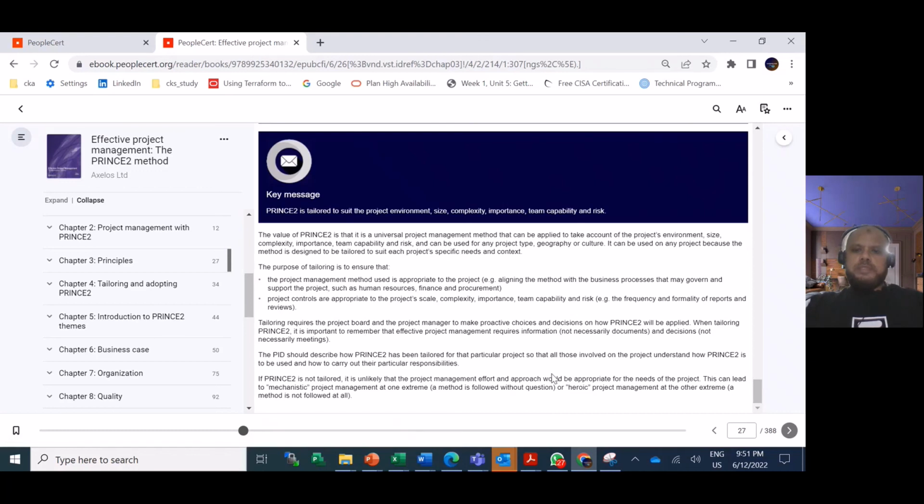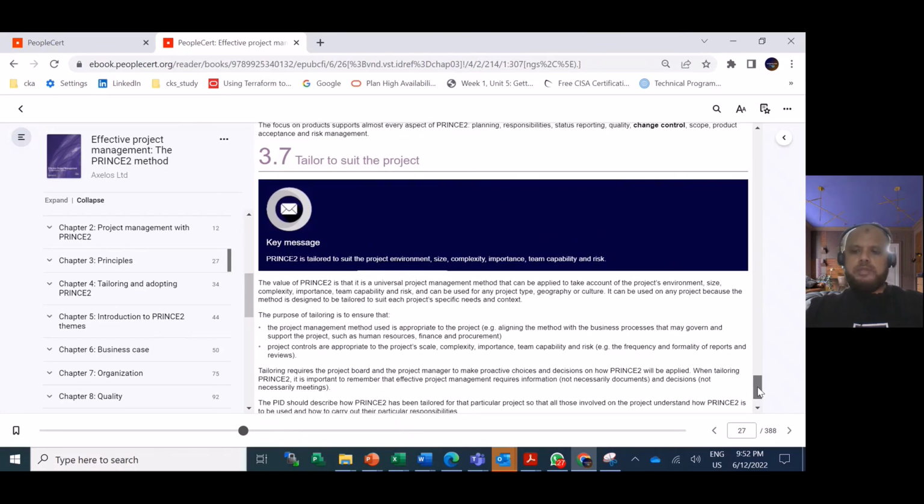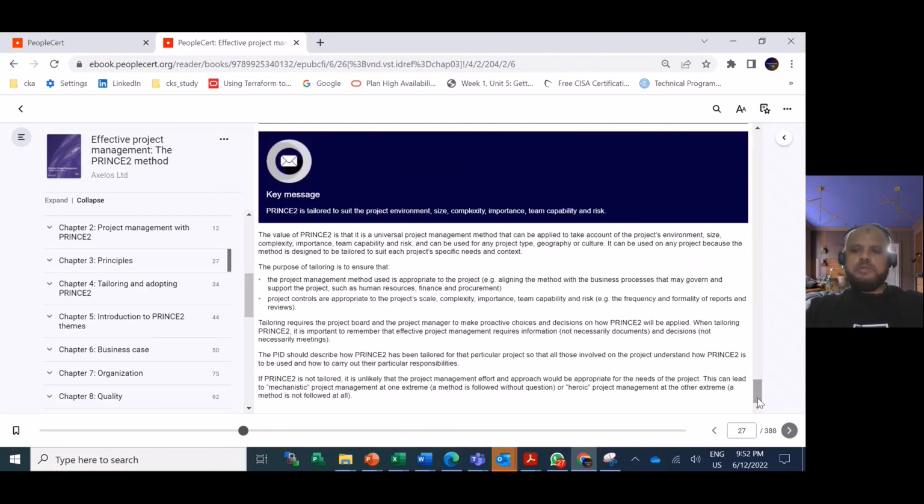And based on the process, the PID, or project initiation document, should be tailored to that particular project, so that the people involved know and understand how PRINCE2 is used and how to carry out their responsibilities. If PRINCE2 is not tailored, it is unlikely that the project management effort and approach would be appropriate for the needs of the project. So these seven principles we need to follow if we want to apply PRINCE2 in any project.